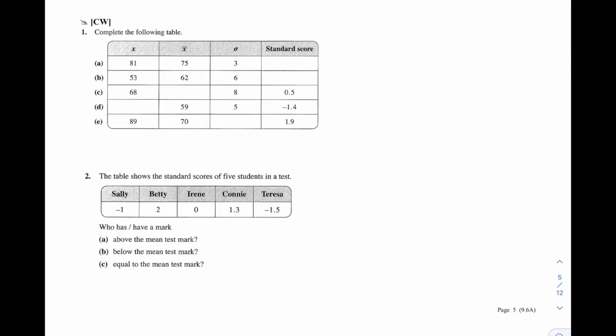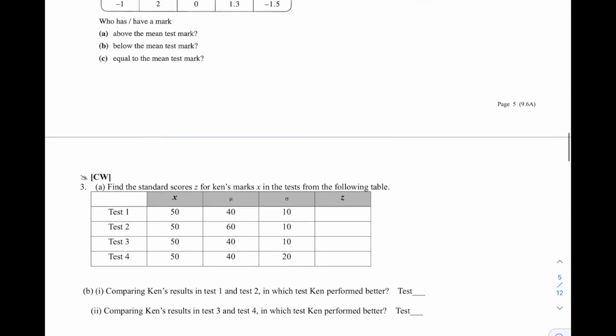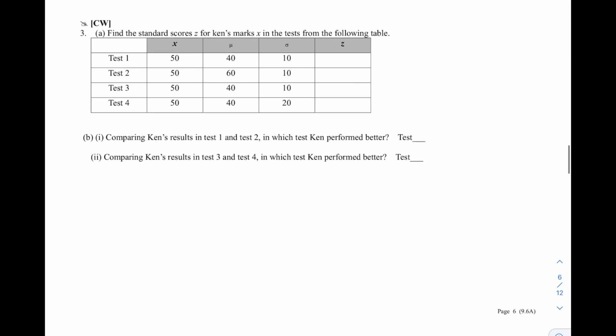Now, just recite the formula for standard score: the datum minus the mean divided by the standard deviation. Then try to finish the classwork, question 1, 2, and question 3. You can just stop the video and try to finish it yourself on the worksheet. And then you continue the video and look for the answers.